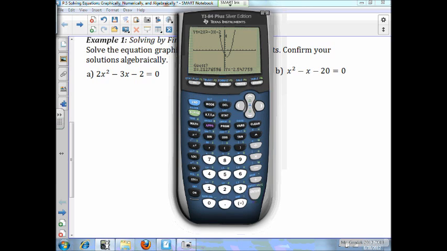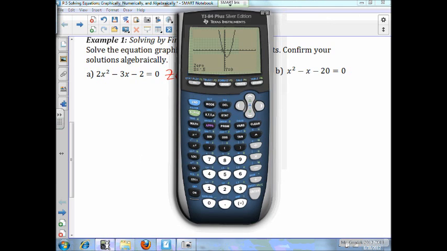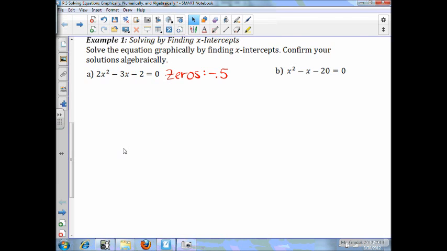After you do that, you should see two arrows pop up near the top. Press enter on guess. There's our first zero at negative 0.5. To find our second zero, again, go through the same process. So there's our second zero at 2.